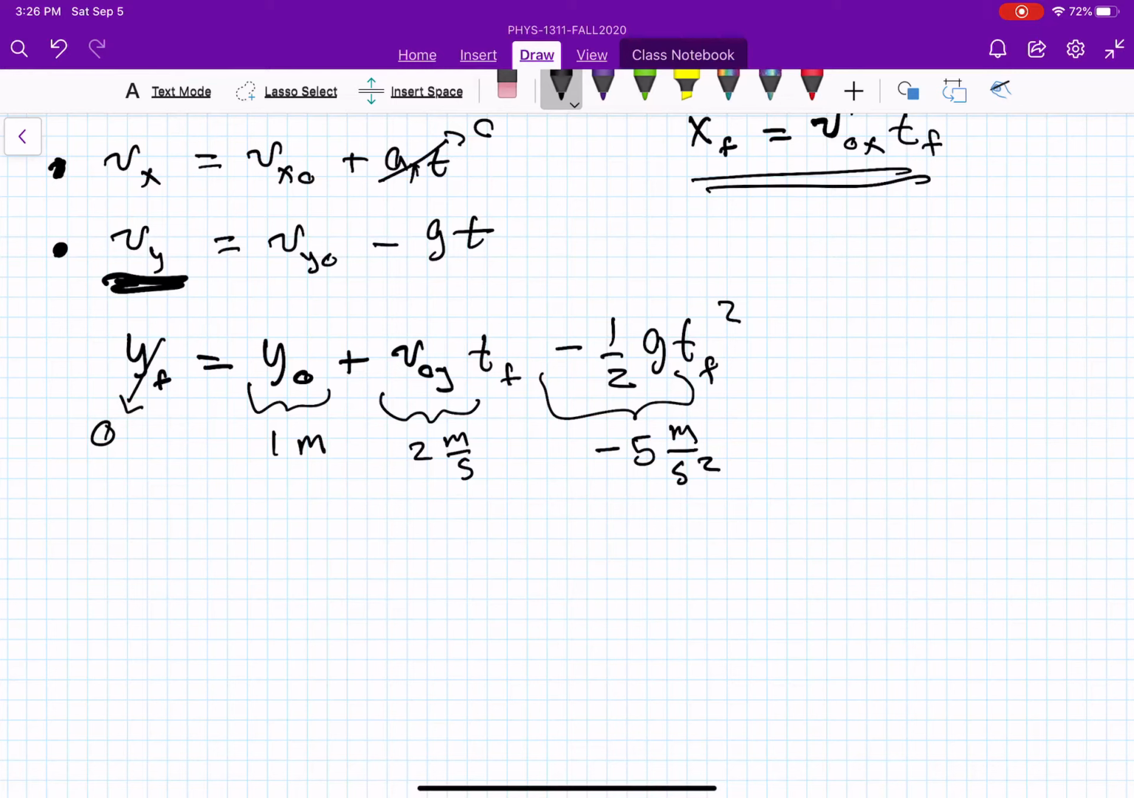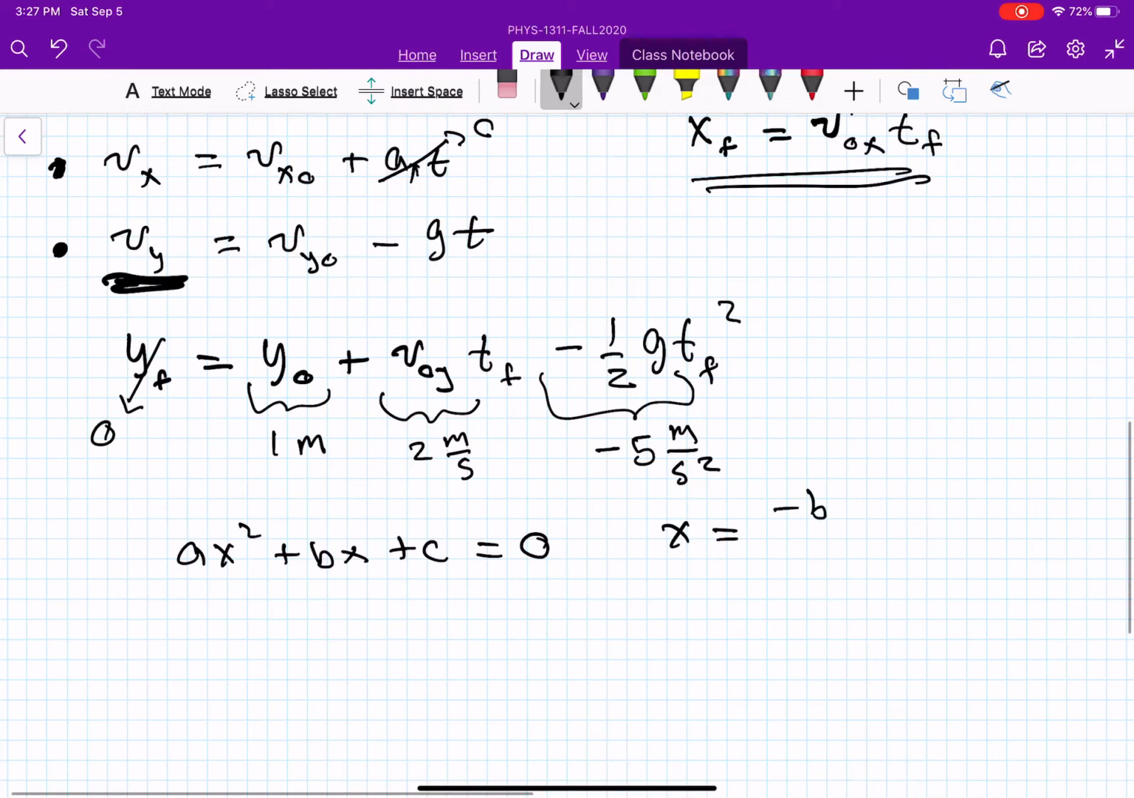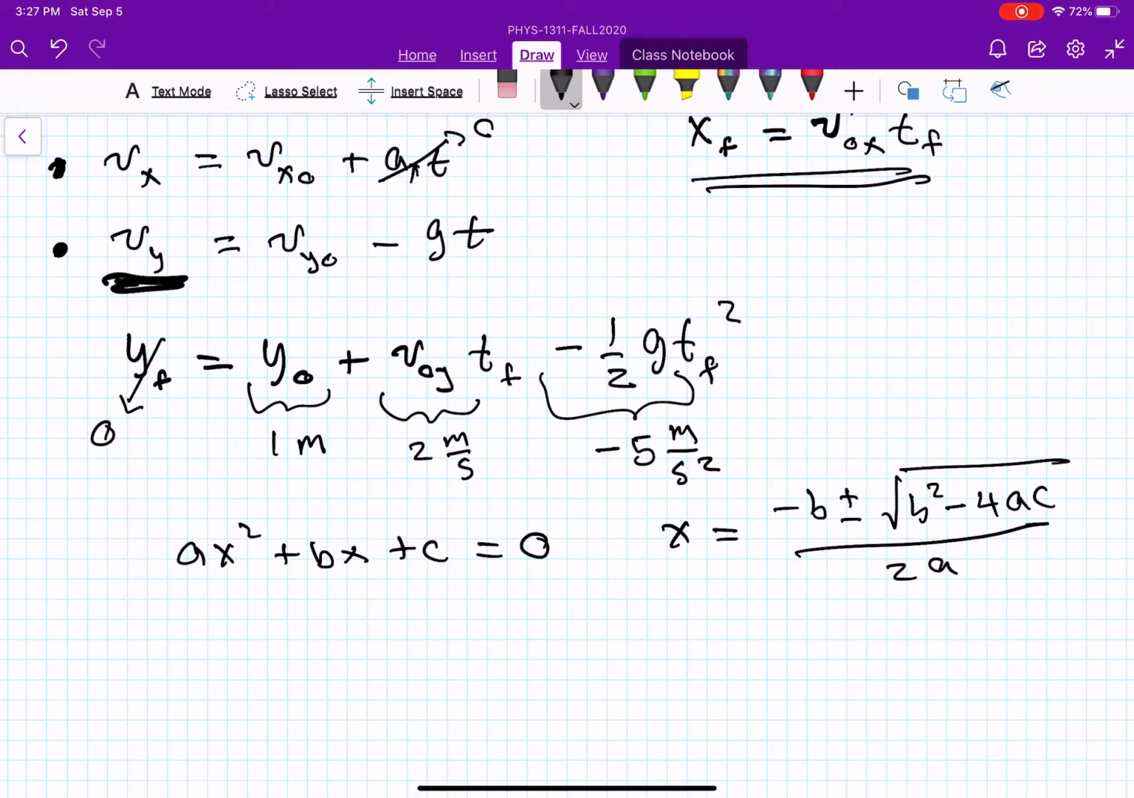So how can I solve this? This looks like a quadratic formula, so I can use the quadratic formula. Remember, the quadratic formula says that if you have a formula of the form ax squared plus bx plus c equals 0, then the solution is x equals minus b plus or minus square root b squared minus 4ac, divided by 2a. So we all remember that.